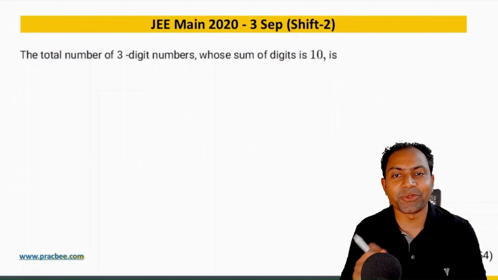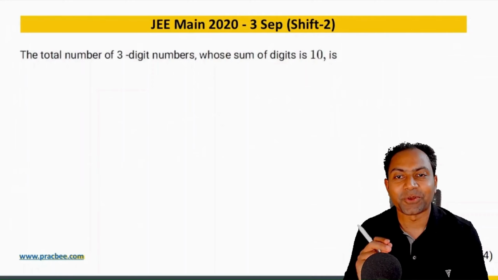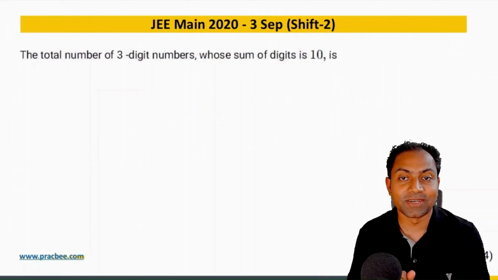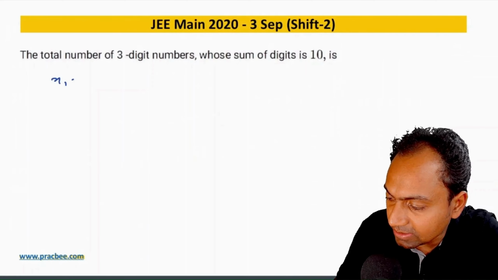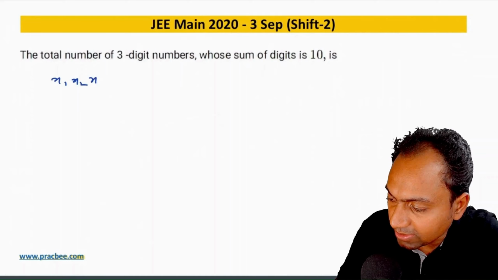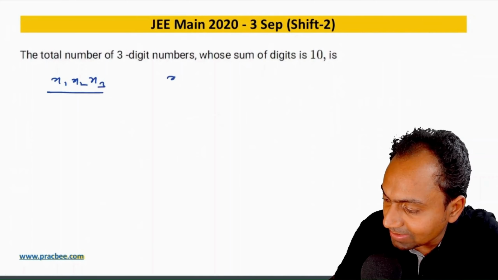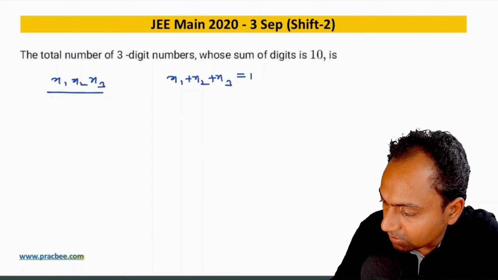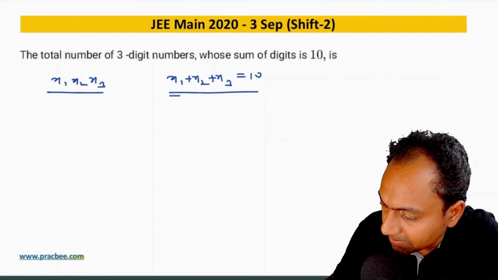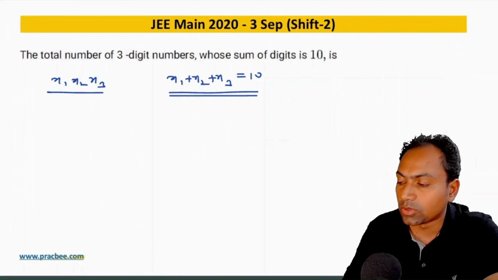Now this 2020 question that was given to us talks about the application of Beggar's method in number based questions. So let us see what this question says. The question says that there is a 3-digit number. Let us take it as x1, x2, x3. This is made in such a manner that the sum of the digits is equal to 10. Now this is clearly a Beggar's method based question. So how to do this?